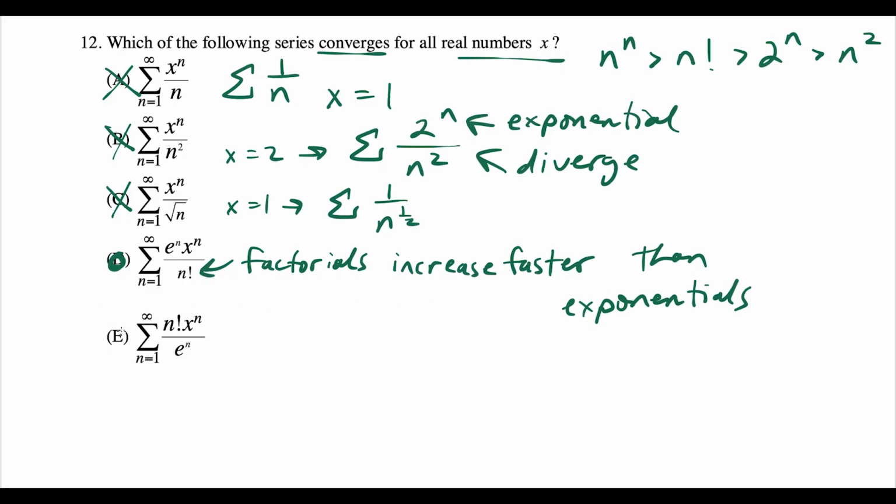So if you look at choice E, this one is out because the factorial is on top in the numerator. So the numerator is going to outpace the denominator. So by the nth term test, this is going to diverge. So this is definitely choice D.